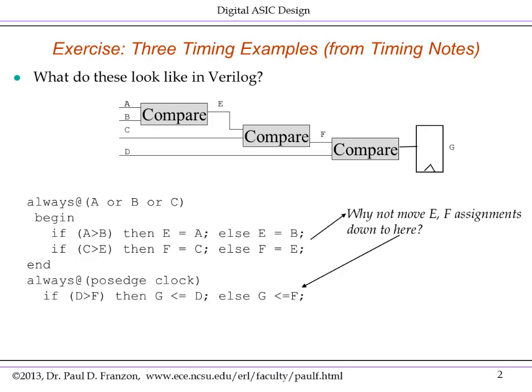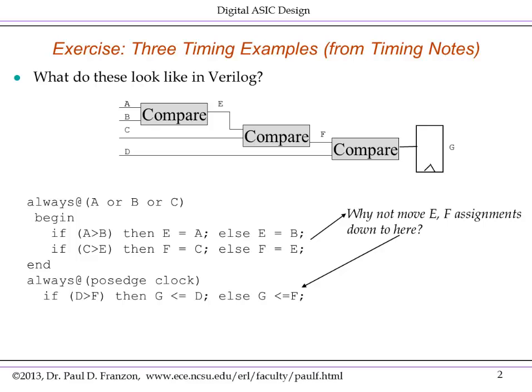I then combine the last comparator and the G register into its own posedge clock triggered statement. G is a register, so I want it to be assigned after an always @ posedge clock. If D is greater than F, then G is equal to D, else G is equal to F. We haven't gone through this less-than-or-equal-to type of assignment. That is called non-blocking assignment, which we'll get to in the next set of notes. I encourage you to use it with registers, which is why I've used it throughout these Verilog1 notes when I'm assigning to flip-flops.